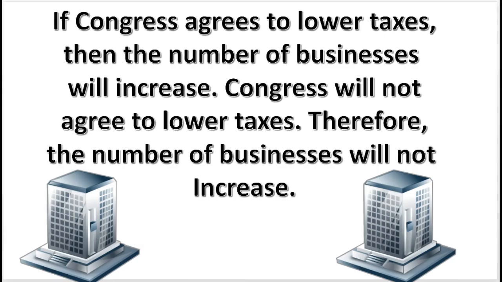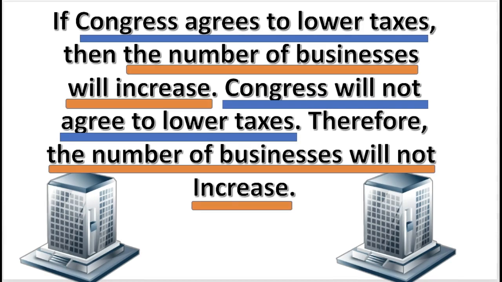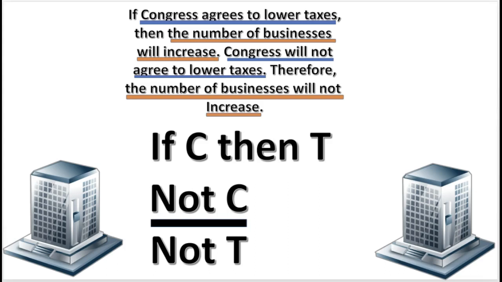Listen to this argument. If Congress agrees to lower taxes, then the number of businesses will increase. Congress will not agree to lower taxes, therefore the number of businesses will not increase. All right, now that you see the argument, to identify the form of the argument, we begin by comparing the statements. Now notice that the second premise is the negation of the antecedent in the first premise, and the conclusion is the negation of the consequent.